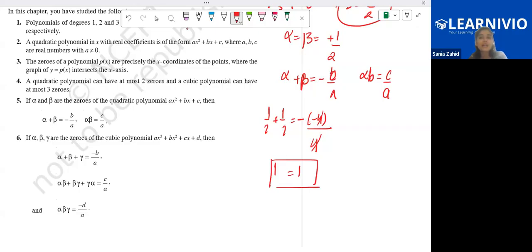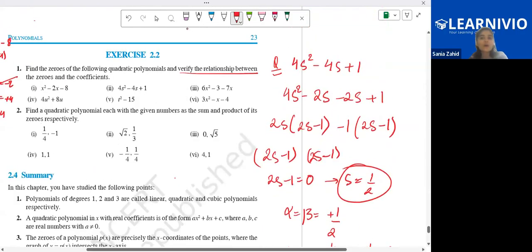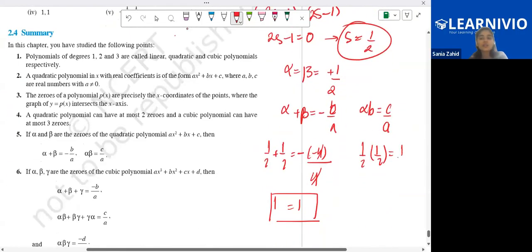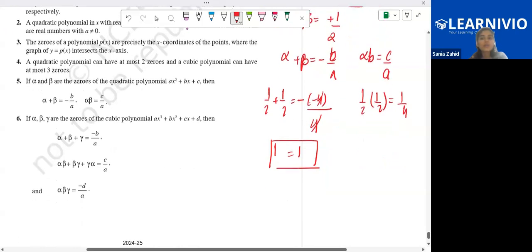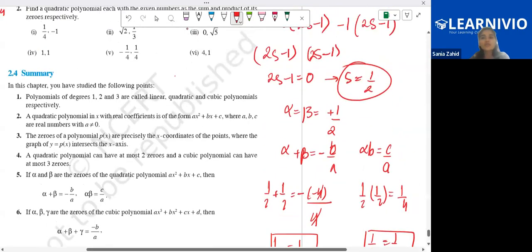And here what do you get? Alpha into beta. So 1 by 2 into 1 by 2 is equal to c by a. Now what is c by a? C is 1. 1 by 4 you should get. So 1 by 2 into 1 by 2 is 1 by 4, equal to 1 by 4. So yeah, that's also correct. So the relationship is also verified.